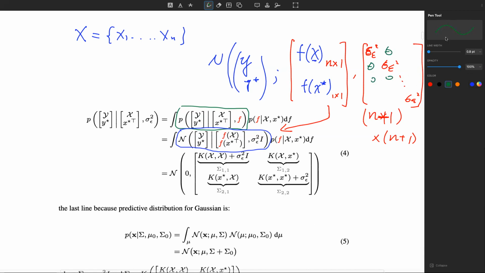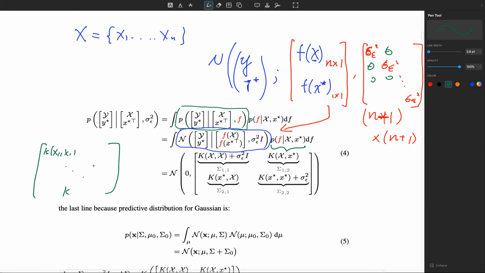And what's this then? We have just talked about it before, right? P of f conditioning on all your x's. That is just a covariance matrix where the elements are k(x1, x1), and so on.